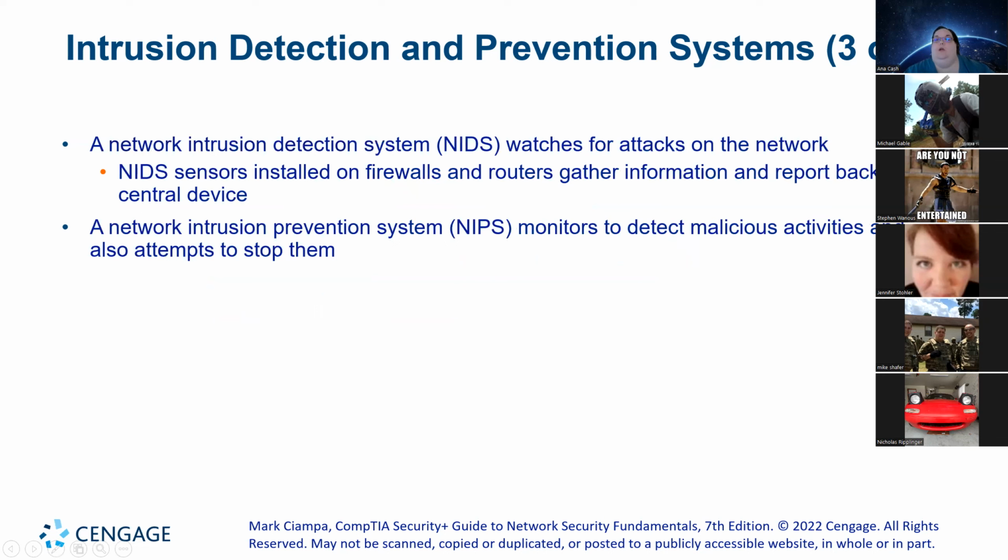Okay. A network intrusion detection system, your NIDS, watches for attacks on the network. NIDS sensors are installed in a firewall and router and gather information and report back to their central devices. A network intrusion prevention system monitors and detects malicious activities, and then it also attempts to stop them.